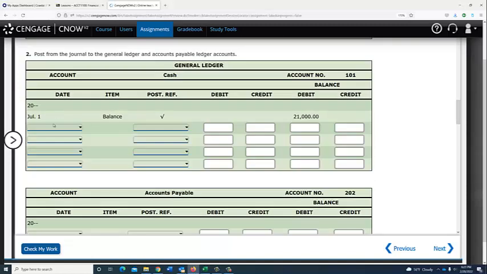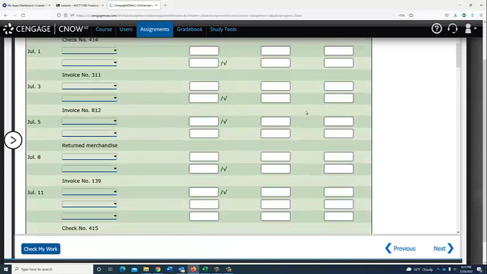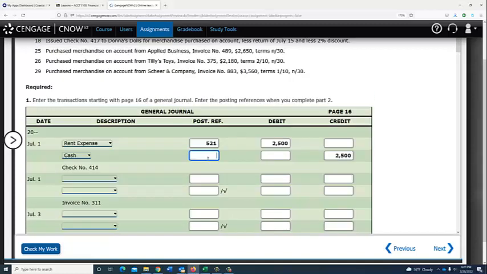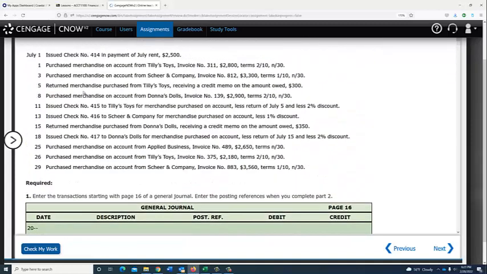Okay, so July 1st, J16. We have a credit of $2,500. We already have an existing balance of $21,000, and we're subtracting $2,500. We have a debit and a credit, so we're going to subtract, and we'll end up with a debit of $18,500. So we'll go up and enter account 101 to show we've posted it. All right, the next entry.